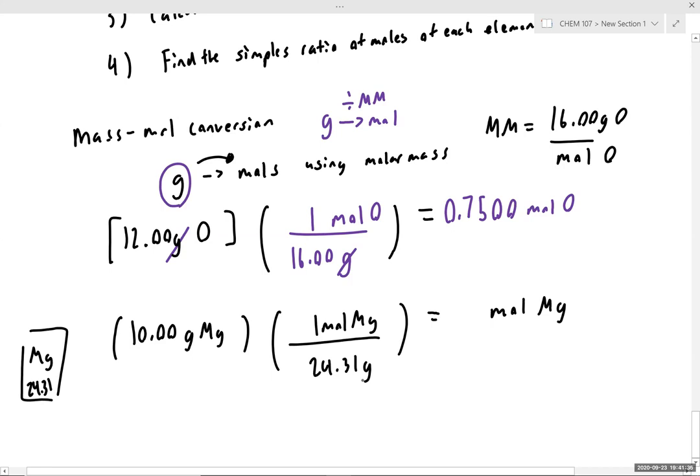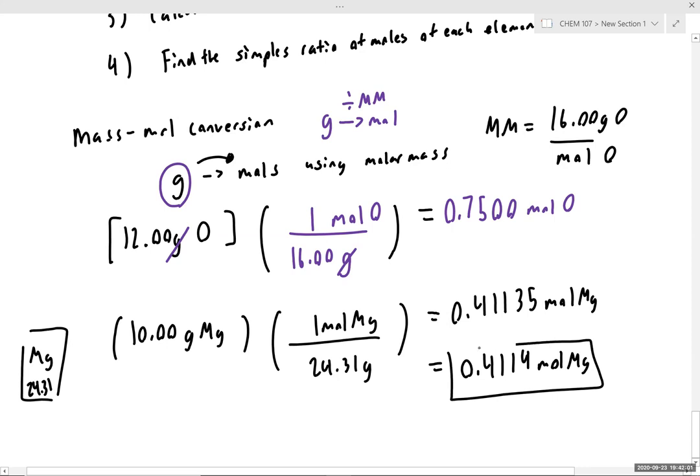And if we punch that in, we have 10 over 24.31. And that in turn gives us 0.41135 moles of magnesium that we round to 0.4114 moles of magnesium if we're reporting our final answer. Does this make sense to everyone? Yes. Everyone comfortable with this?